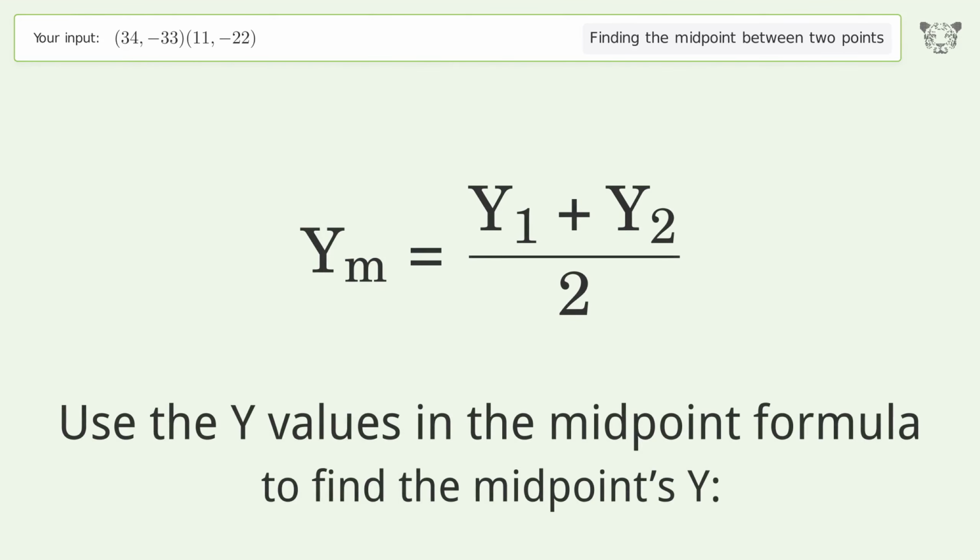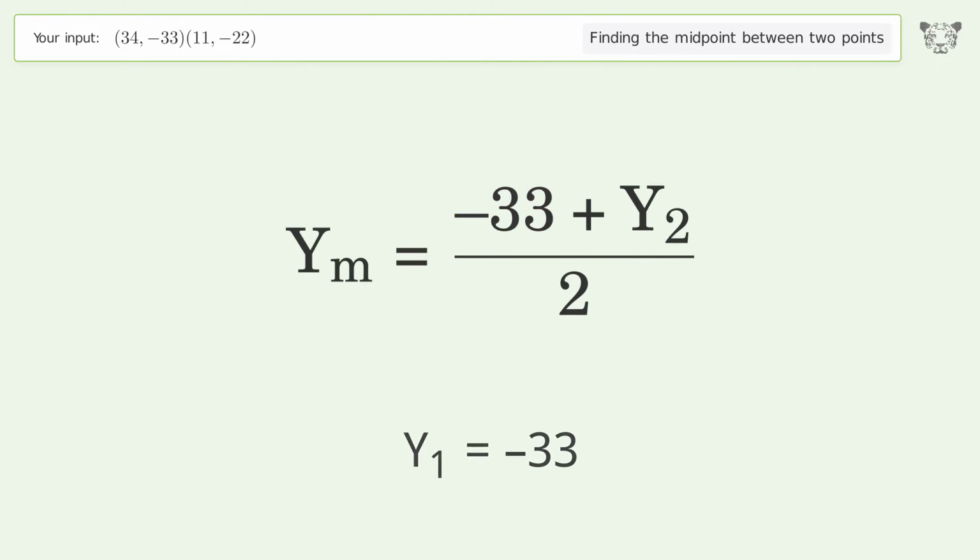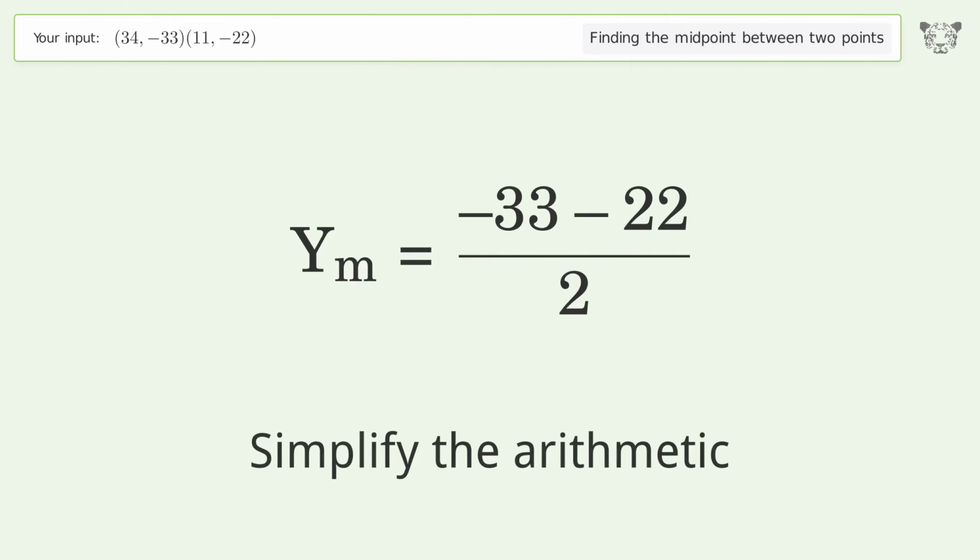Use the y values in the midpoint formula to find the midpoint's y. y1 equals negative 33. y2 equals negative 22. Simplify the arithmetic.